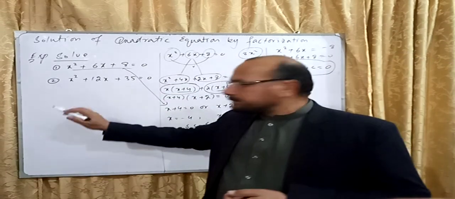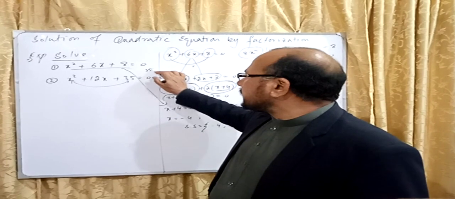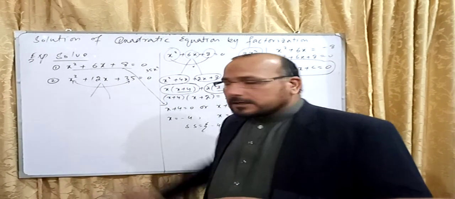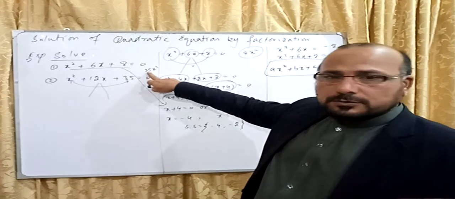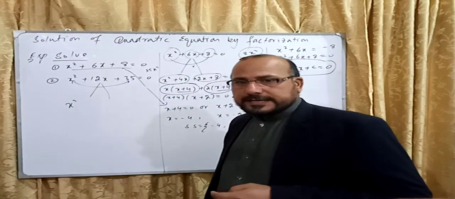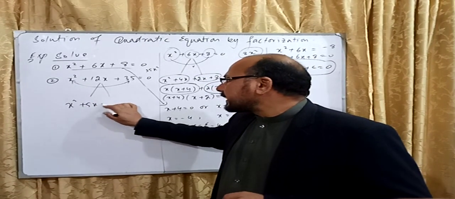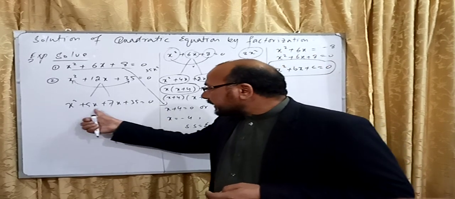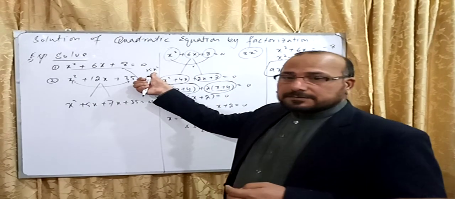Look at another example. If we multiply these two, what will we get? 35x square. Make two parts of 12. The addition of those parts should give you 12x. The multiplication of those parts should give you 35x square. Look, the first term will remain unchanged, x square, plus 5x and plus 7x and plus 35 equal to 0. Look at 5x plus 7x, 12x. 5x multiplied by 7x, 35x square.